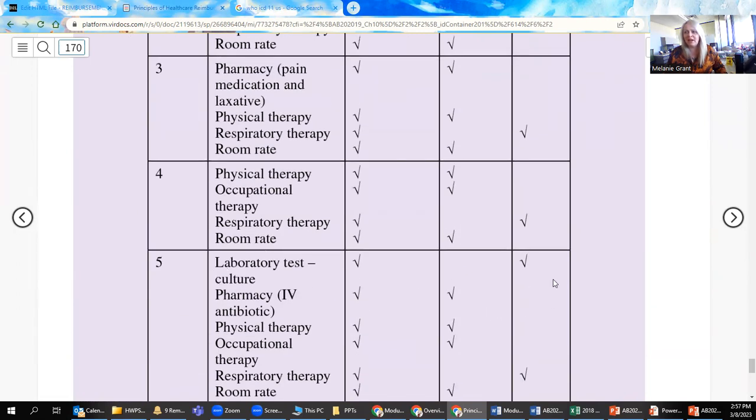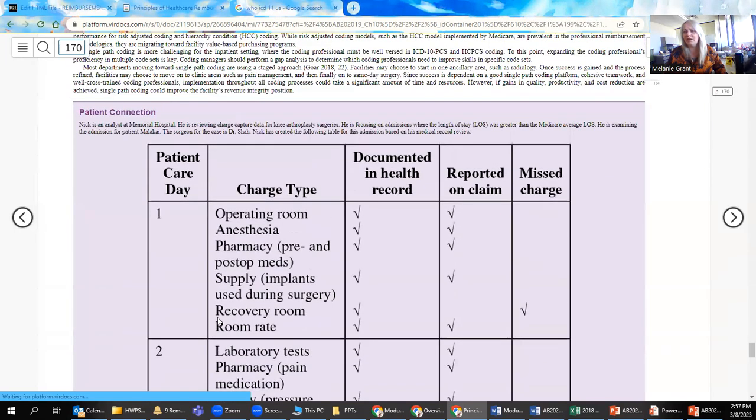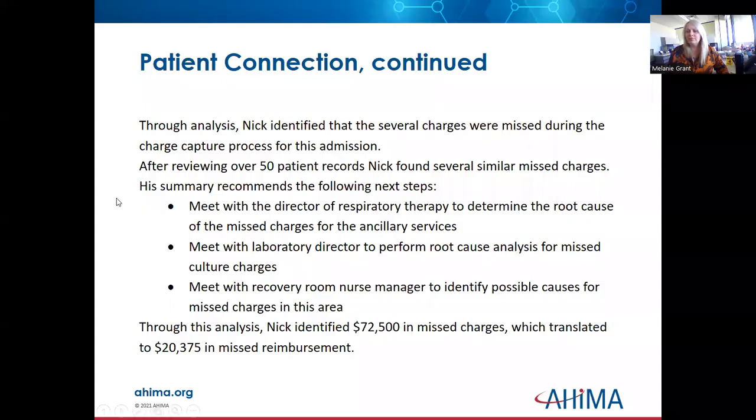Additional areas like the lab test that was missed here, and on day 1, when the patient Malachi was moved to the recovery room, might be investigated as well to ensure that something wasn't missed. When we go back to our summary, we can see here that after reviewing 50 patient records, Nick actually found several records that had the same issues. So what do we do when we find something like this?